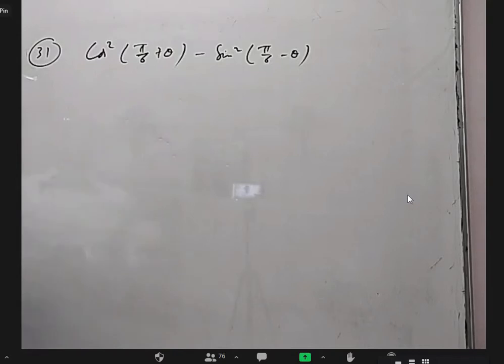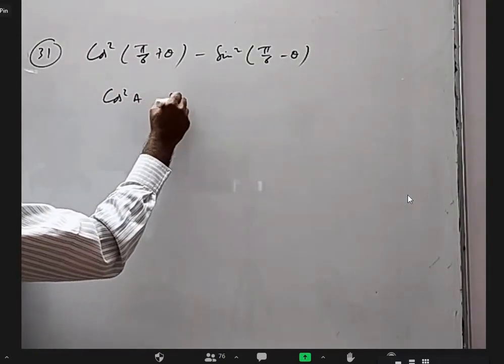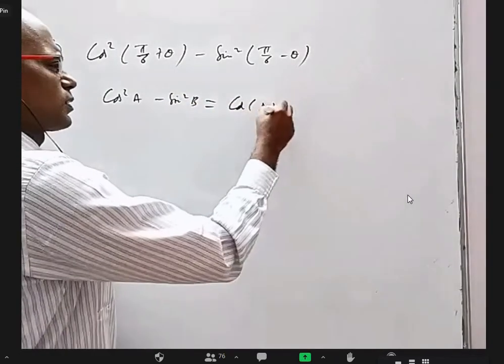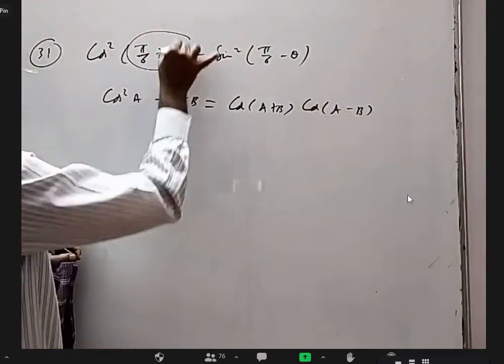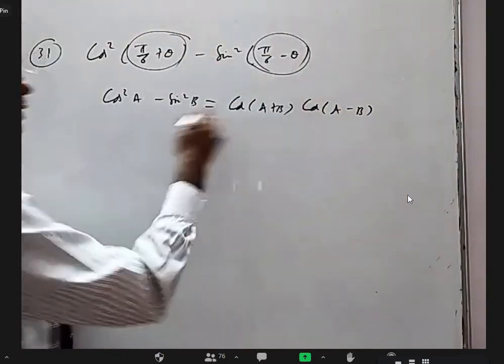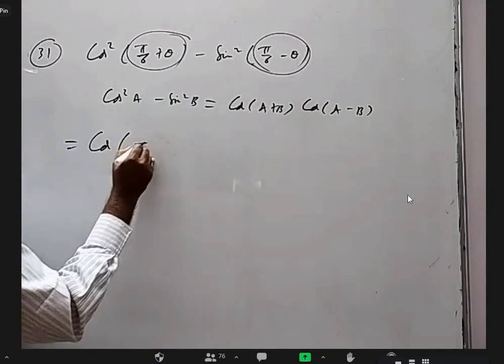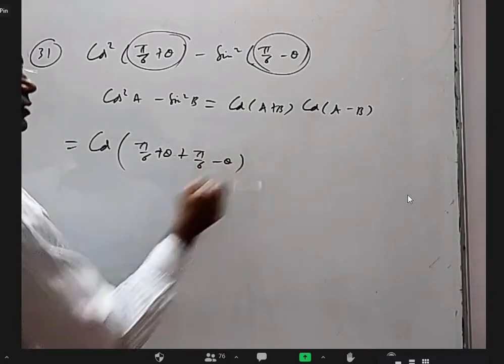Sir, it is the form of cos square A minus sin square B, no, sir. Yes, sir. That is cos A plus B into cos A minus B. So this total I'll take it as A. This total I'll take it as B and use this formula. So I'll get cos of A plus B, that is pi by 6 plus theta plus pi by 6 minus theta.